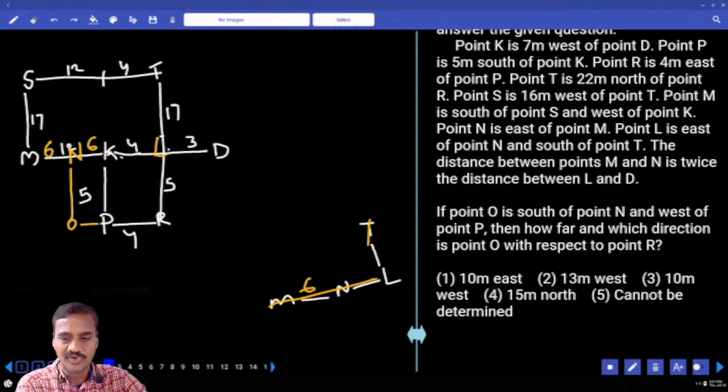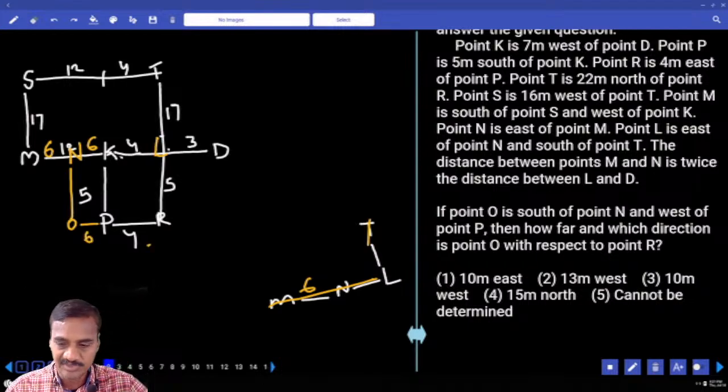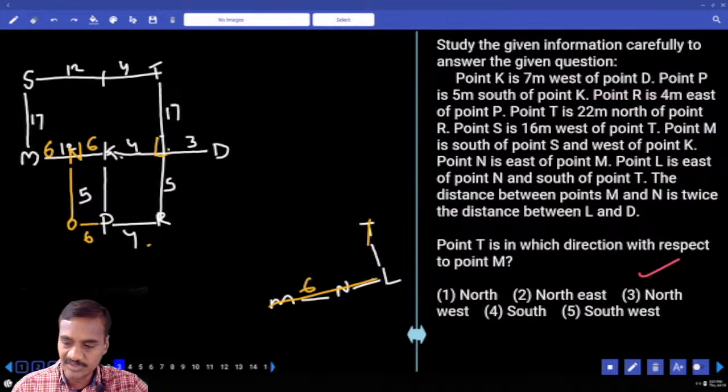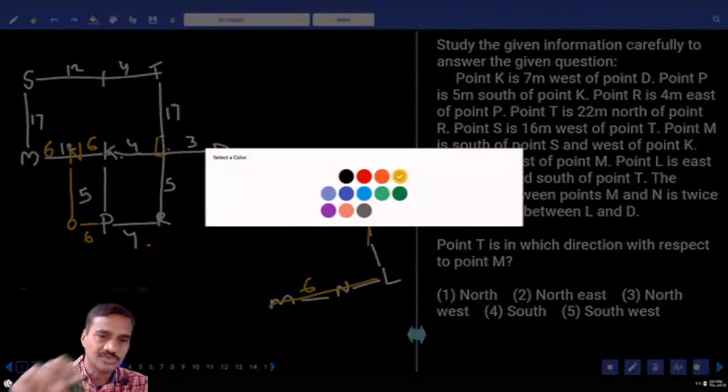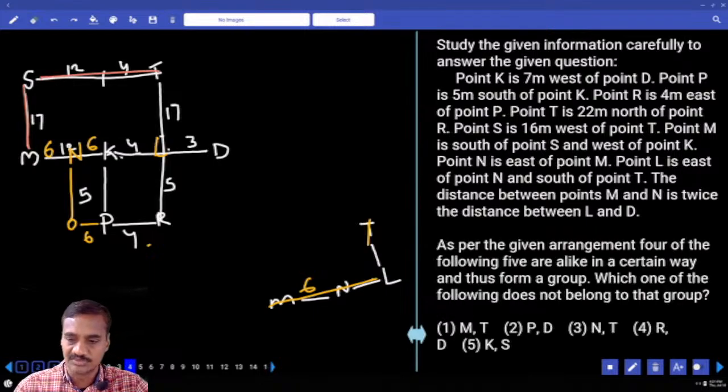How far and in which direction is O with respect to R? Now O with respect to R, this is 4 plus 6. How many meters? 10 meters towards west, choice 3, question number 2. Then question number 3: in which direction is T with respect to point M? In order to reach T from M, we need to move towards north and east, so northeast. Northeast, choice 2, question number 3.